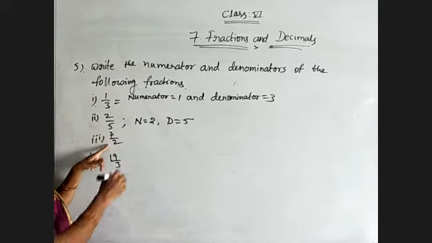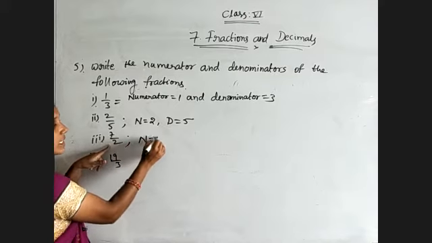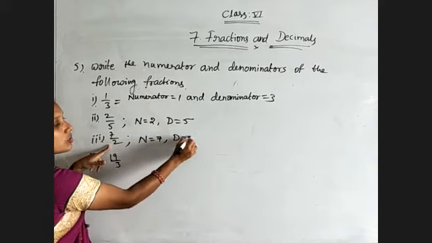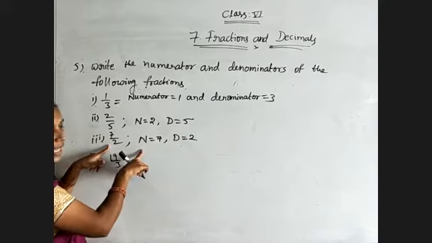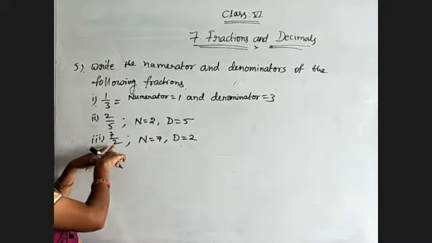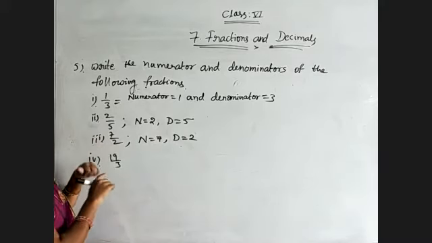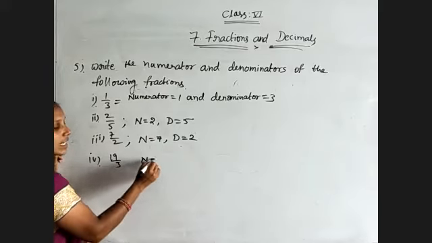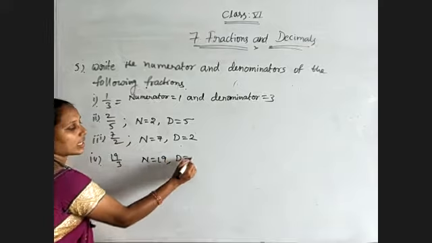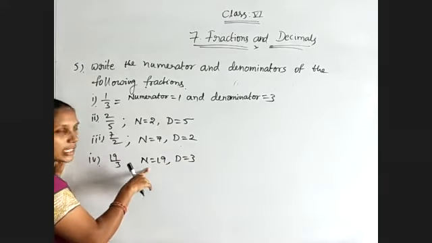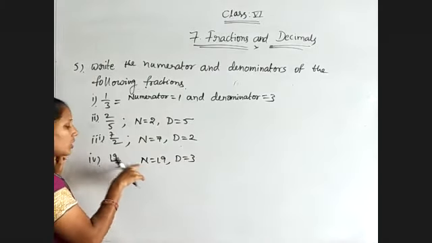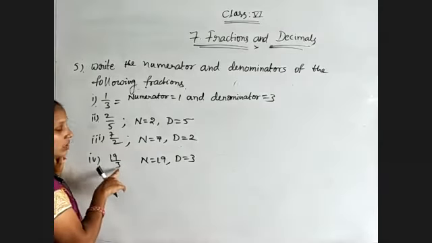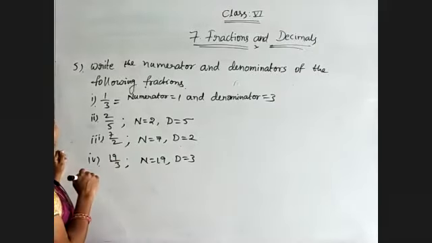Coming to this one, 7 by 2. Numerator is 7, denominator is 2. So denominator lesser than the numerator, improper fraction. Every improper fraction we can convert into mixed fraction. And 19 by 3. So numerator is 19, denominator is 3. Again denominator lesser than the numerator. Yes, so it is also an improper fraction. This one also we can convert into mixed fraction.